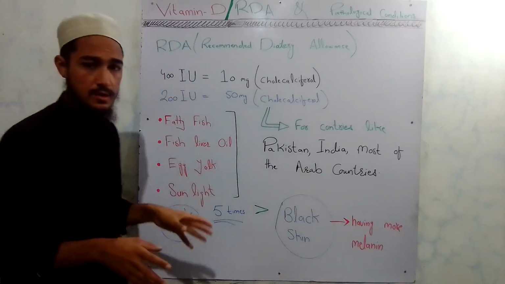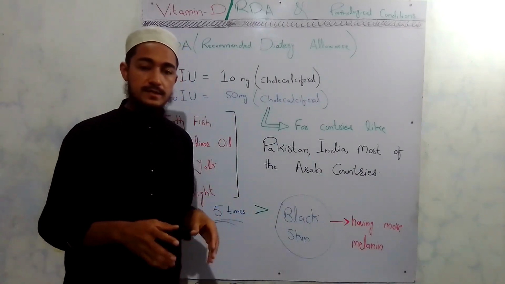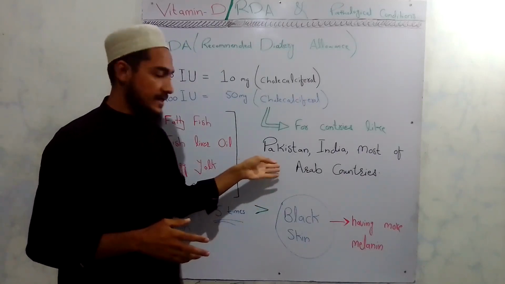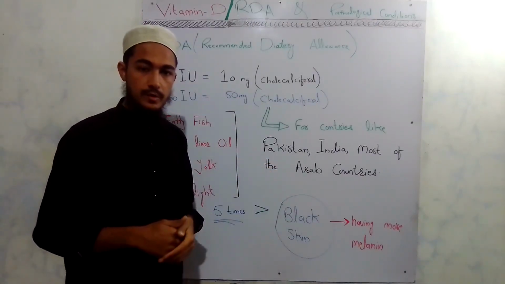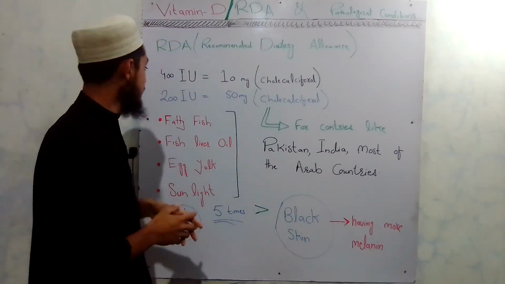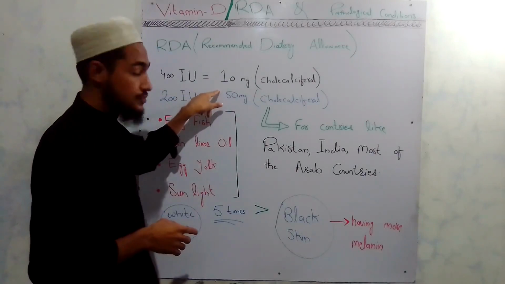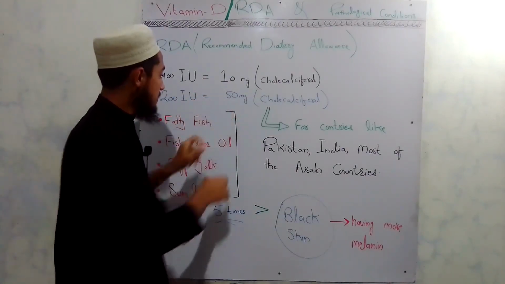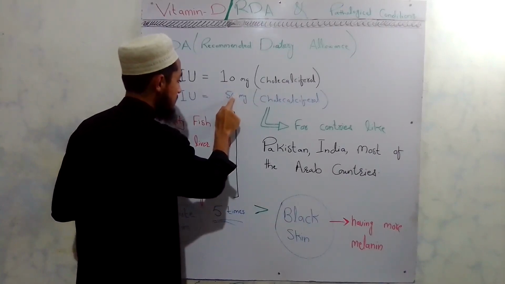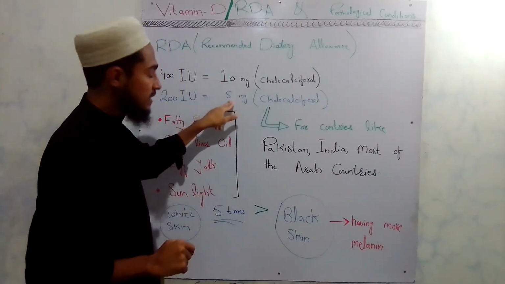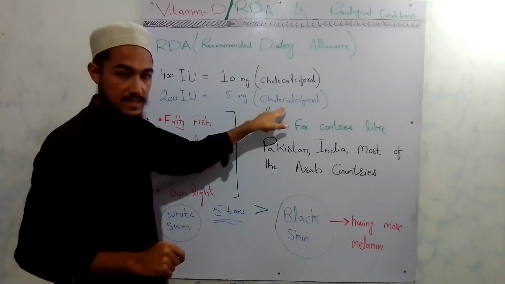But in countries where sunlight is more than normal, countries like Pakistan, India, and most of the Arab countries where sunshine is a little bit more, the RDA level should be reduced to 5 milligrams of cholecalciferol.